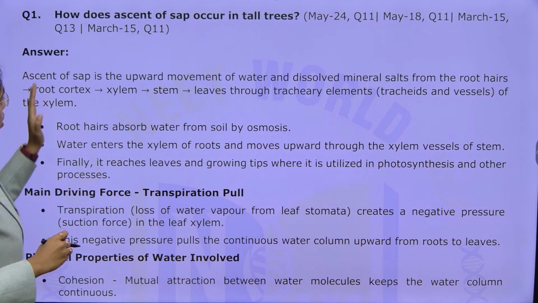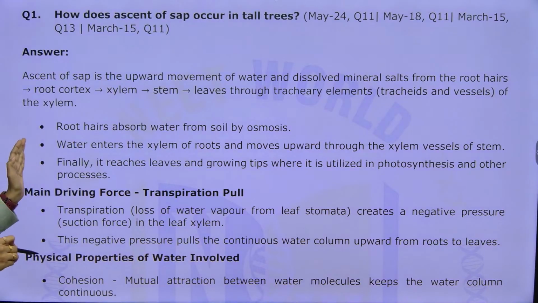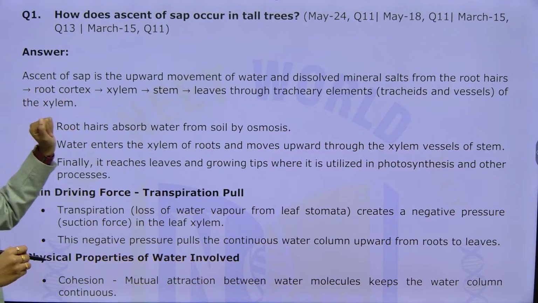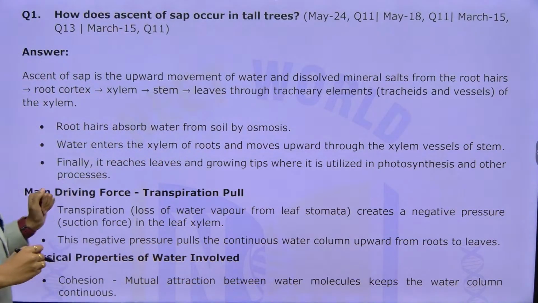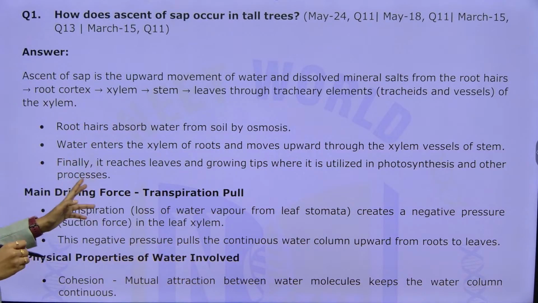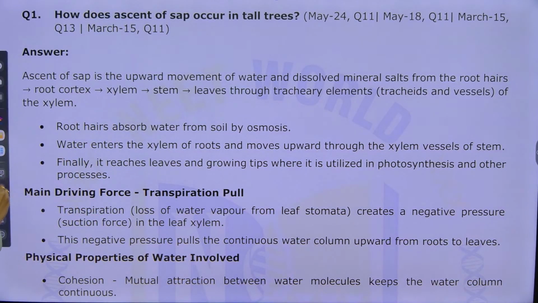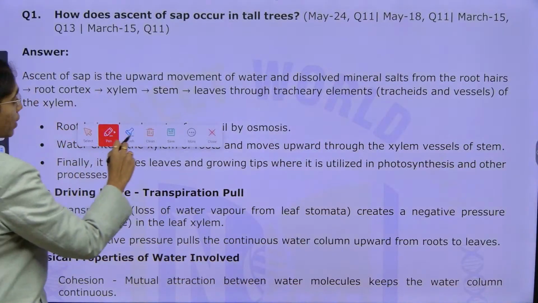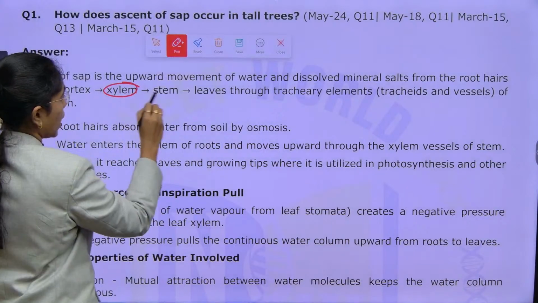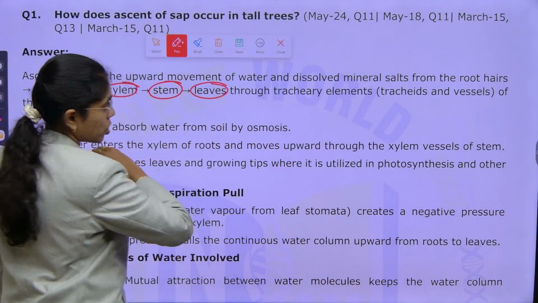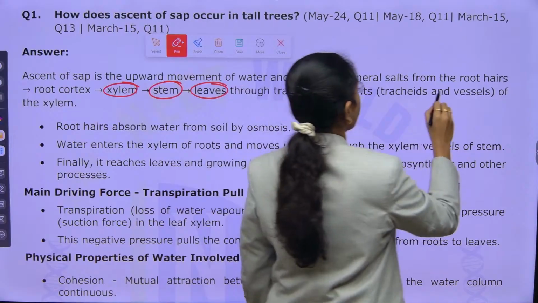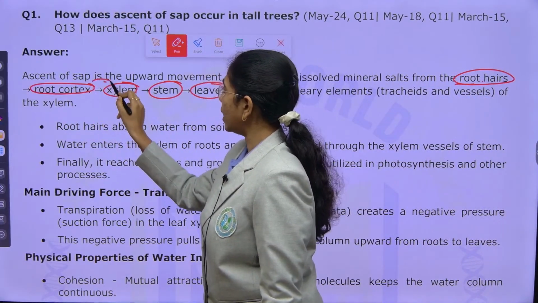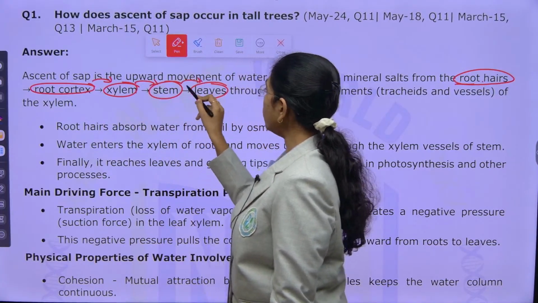So, if you see here, about ascent of sap, first you give out a proper definition. Ascent of sap is nothing but what? Upward movement of water and dissolved mineral salts from root hairs. From root hairs, the water and minerals move to the root cortex, followed by the xylem, stem and leaves. From root hairs to root cortex, then to xylem, then to stem and then to leaves.